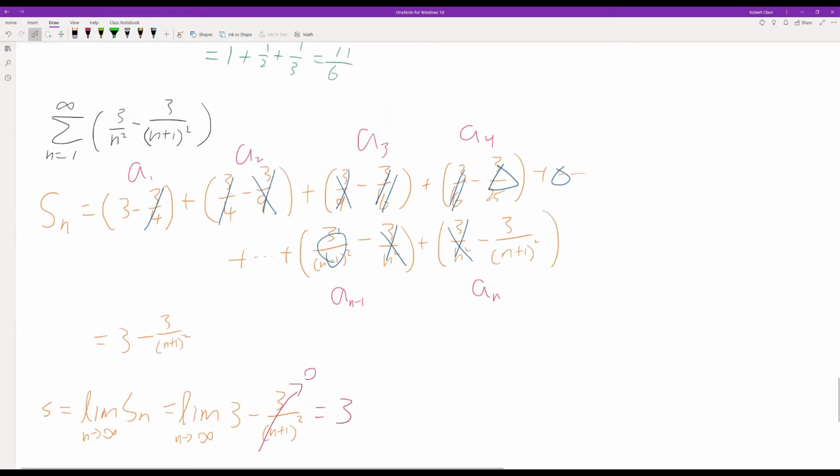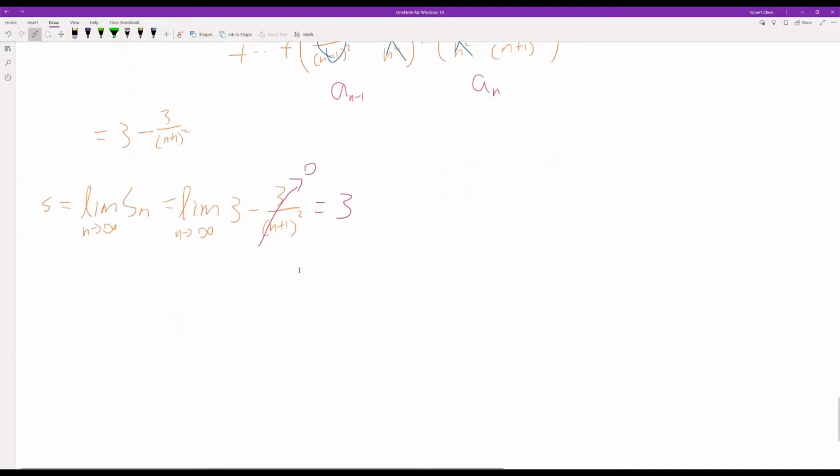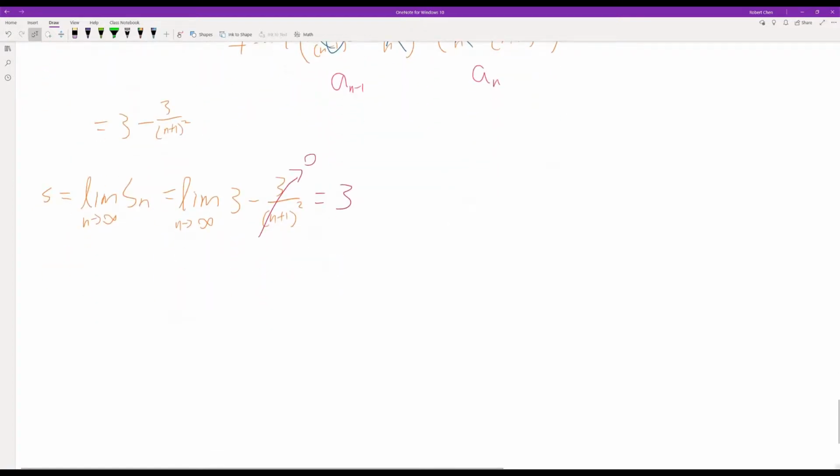Another way you can think about this is that in the sum, the only term that is not getting canceled out is the first 3 right here. Everything else, if you keep going on, is going to cancel out each other nonstop. That's why the infinite sum is equal to 3.